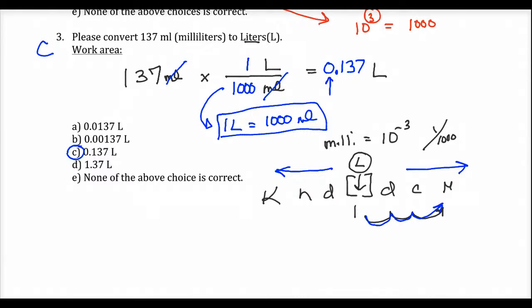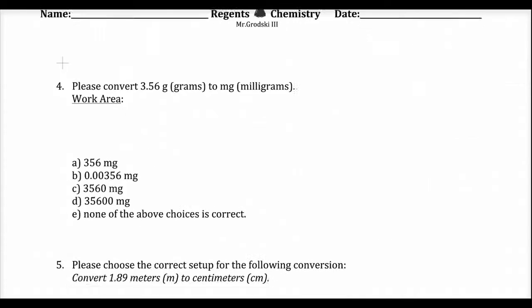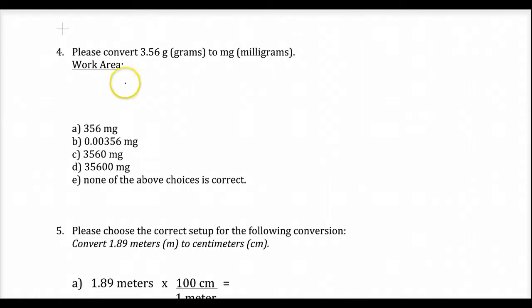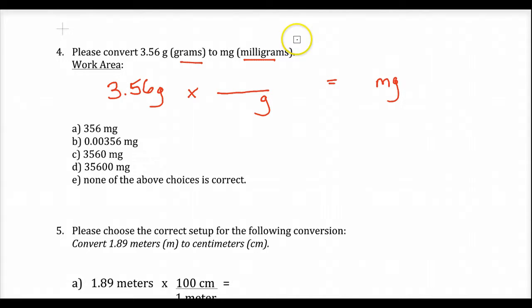Okay, moving forward and quicker maybe. 4, same thing. We write the number as written, 3.56 grams. Guess what? We're going to get rid of grams. We want what? We want milligrams. Okay? So what we're going to do is get rid of grams, so grams go on the bottom, milligrams go on top. How does a milli differ than a gram?